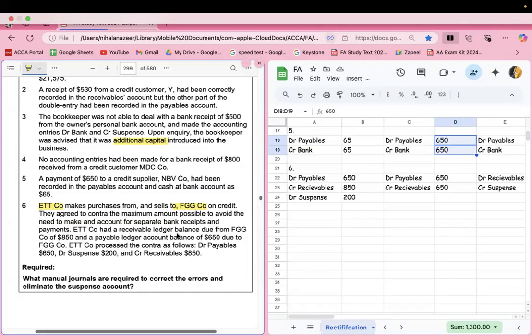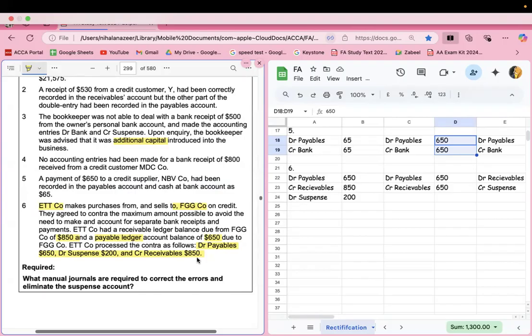So what is the issue here? Let's see. ETT company had a receivable ledger balance due from FGG company of 850. So FGG was supposed to give them 850. And what ETT should give FGG was 650. That means the payable ledger balance is 650. ETT company processed the contra as follows. How did they record this? They debited payables 650, credited suspense, credited receivables 850. That is wrong. Clear, no?